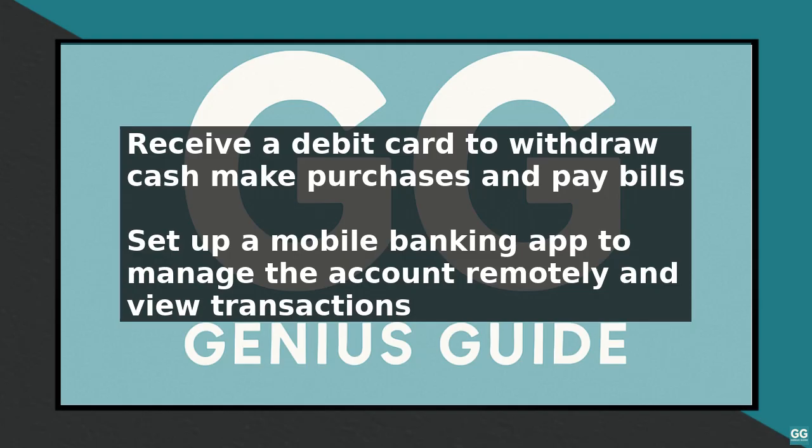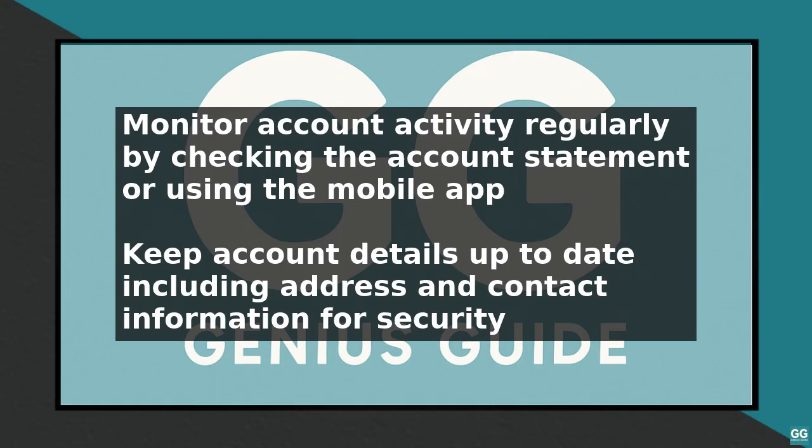To manage your account effectively, you need to monitor your account activity regularly. You can do this by checking your account statement, which is sent to you monthly, or by using the mobile banking app to view your transaction history. It is also crucial to keep your account details up to date, including your address and contact information. You can update your details by visiting an Absa branch or by using the mobile banking app.